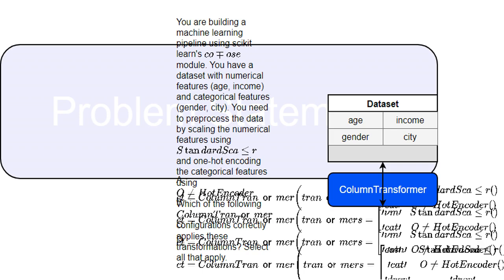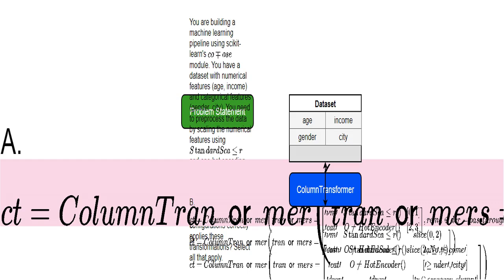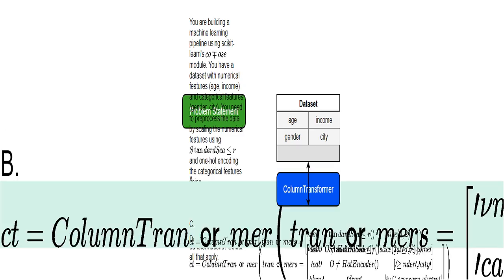Let's see how well you understand ColumnTransformer. This option uses slices to select columns. Slice 0, 2 selects the first two columns, 0 and 1, for numerical scaling, and slice 2, None, selects from the third column onwards for one-hot encoding. I like how concise this is. This option showcases how to drop unnecessary columns using drop unnecessary_column. It also correctly scales numerical features and one-hot encodes categorical features. Pretty neat, right? It shows that you can drop specific columns too.